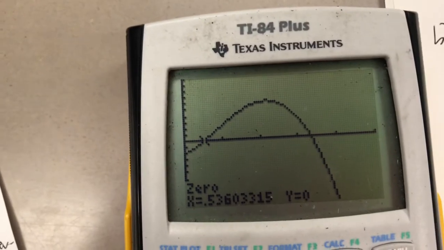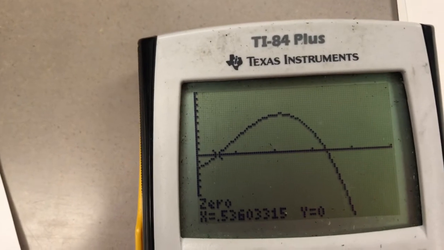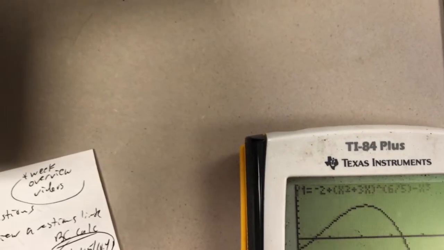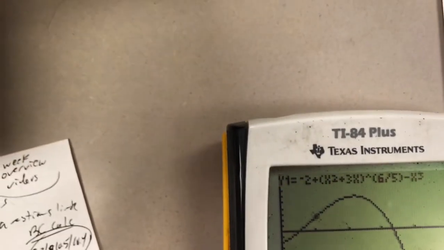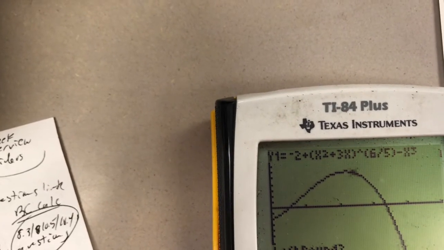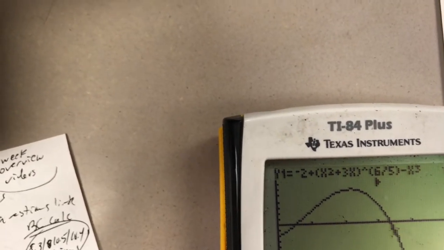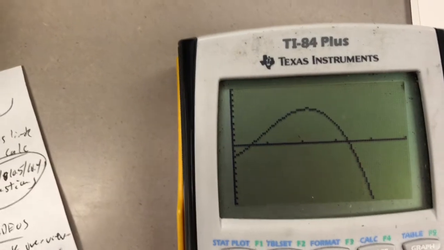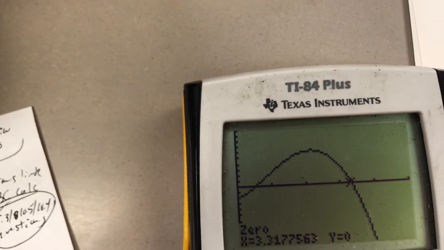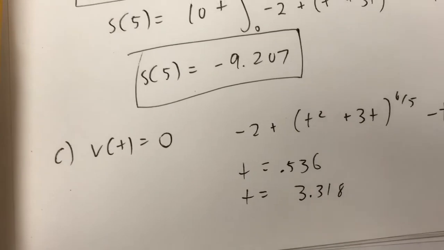So I don't think you have to show anything for that, but you do want to say that the velocity changes from negative to positive at t equals 0.536. And then the other place where it happens, we can hit second calc, use the 0 function again. Again, pick a point to the left of where it crosses the axis, and pick a point to the right, and it should tell you exactly where it happens. It's a little bit slow, but we're getting over there. Okay, so click to the left, click to the right, hit enter on the guess, and that's telling us that t is about 3.318. Remember that you want to round to at least 3 decimal places.